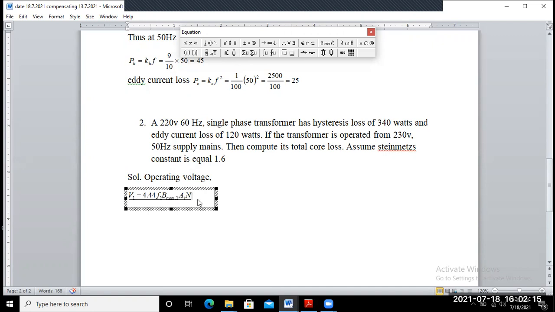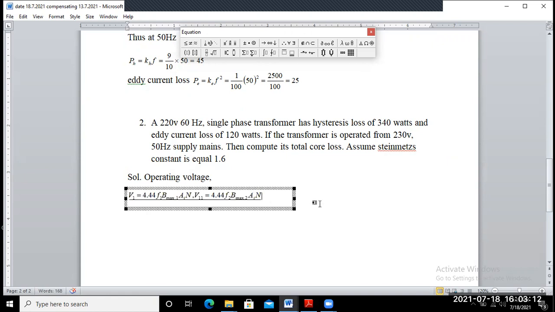And the other one, the operating voltage 2, is represented as V2. So V2 equals 4.44, same formula, frequency f2, maximum flux density B max 2, into A and the number of turns N.